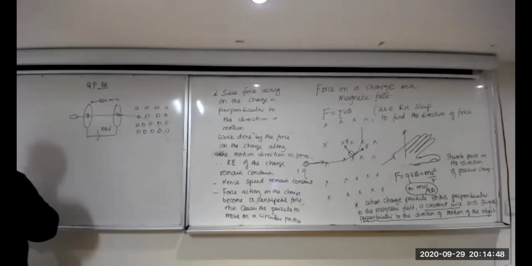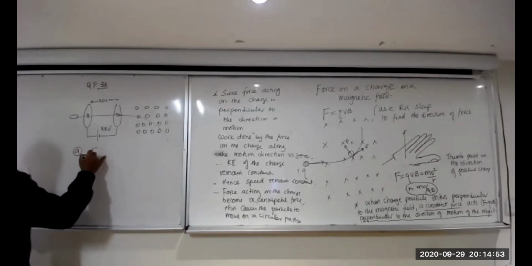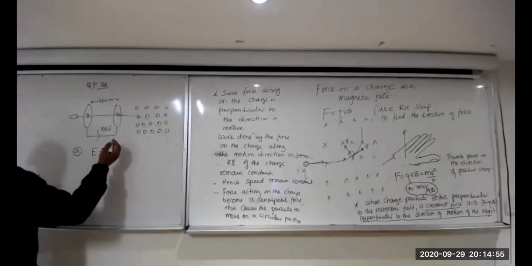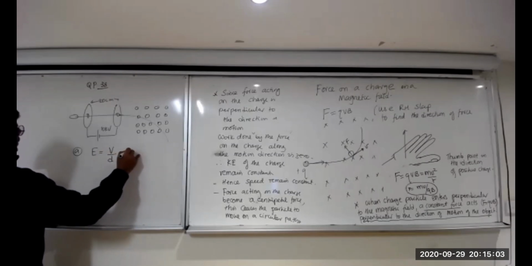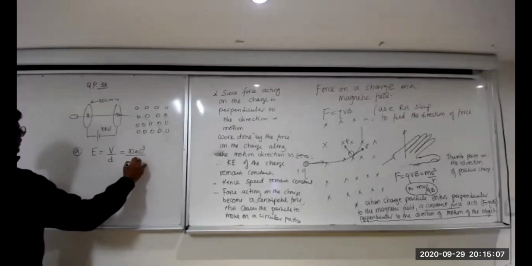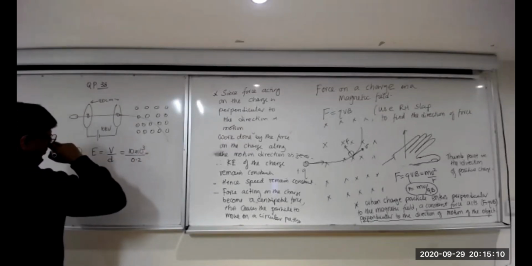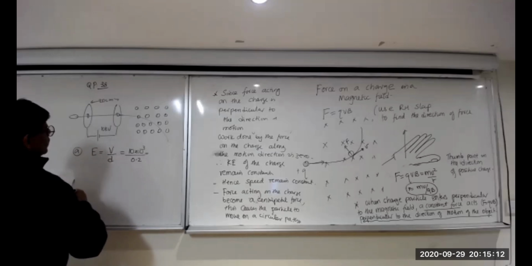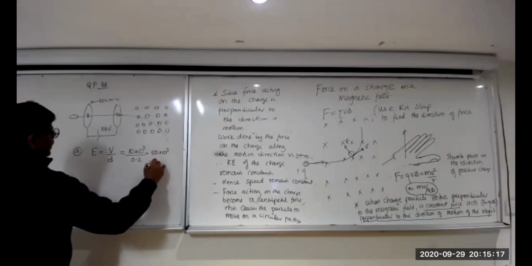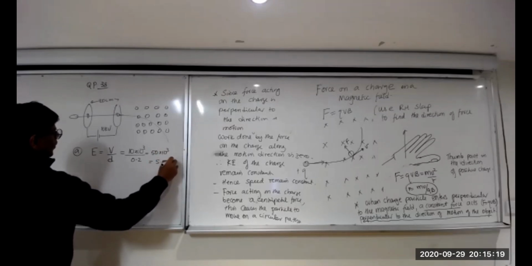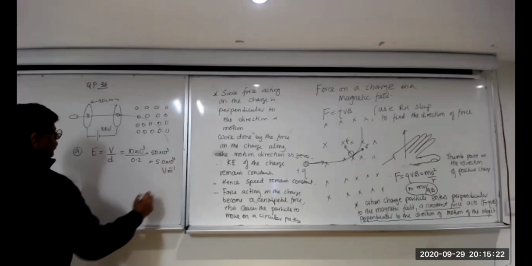The first question they ask you: calculate the strength of the electric field. The strength of the electric field is delta V on d, so just say V on d. V is the potential difference, not potential. 10,000 over 20 centimeters, 100 divided by 2, that means 50 to the power of 4 volts per meter, okay? Volts per meter.